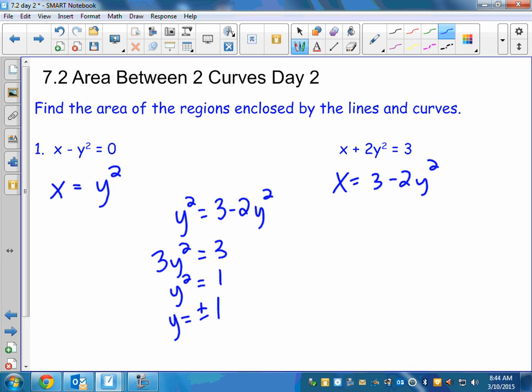What about this one? What does the negative do to your graph? It's going to open the other way. What does adding 3 do to your graph? Yeah, it's going to shift it one way or the other, yes, to the right. And the -2 is actually going to make it wider.